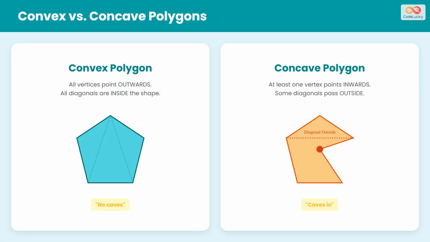We can also split them into convex and concave. A convex polygon has all its corners pointing outwards. A simple way to remember a concave polygon is that it looks like it has caved in. It has at least one corner pointing inwards.